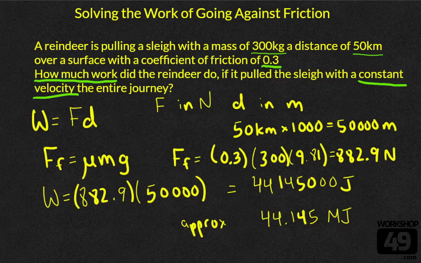But this calculation applies to all situations when you're pushing against friction. All you need to do is solve the force of friction and multiply it by the distance that you either had to push or pull it. Keep in mind, watch for that term, constant velocity. That is key to one of these questions, because if it's speeding up or slowing down, that is not one of these questions. That is something entirely different.